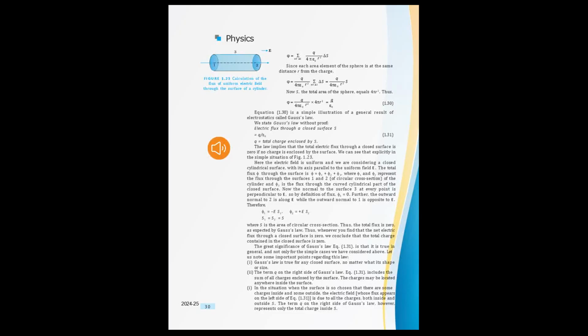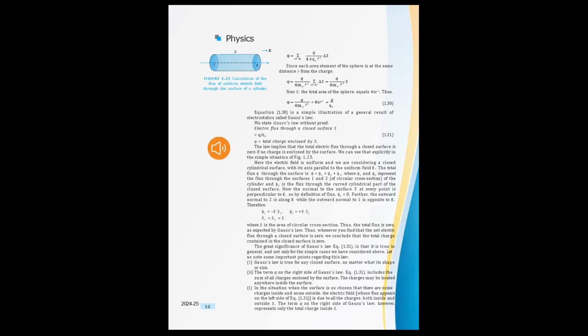Here the electric field is uniform and we are considering a closed cylindrical surface with its axis parallel to the uniform field E. The total flux phi through the surface is phi equal to phi 1 plus phi 2 plus phi 3, where phi 1, phi 2 represent the flux through the surfaces 1 and 2 of the circular cross-section of the cylinder, and phi 3 is the flux through the curved cylindrical part of the closed surface. Now the normal to the surface 3 at every point is perpendicular to E, so by definition of flux phi 3 will be equal to 0.